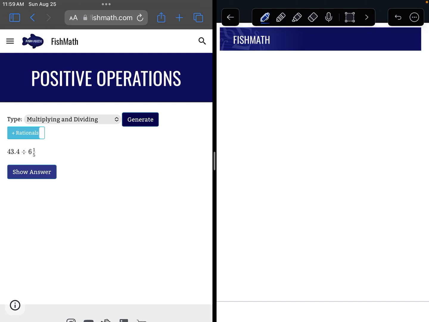So this one, we've got 43.4 divided by 6 1/5. 6 1/5 is a mixed number, and 43.4 is a decimal. For division especially, you can go either way. You could make them both into fractions, I would do improper fractions, or you could do long division if you make them both decimals. So I don't know, let's show both.